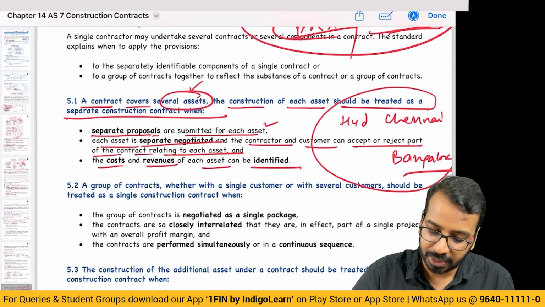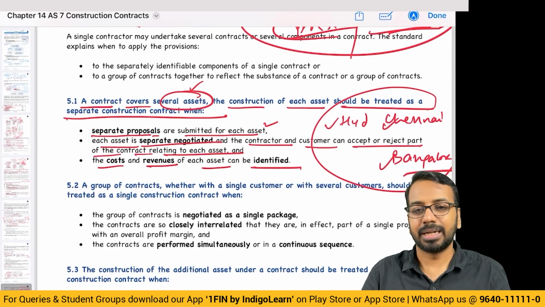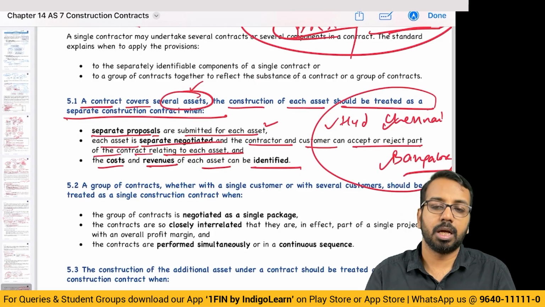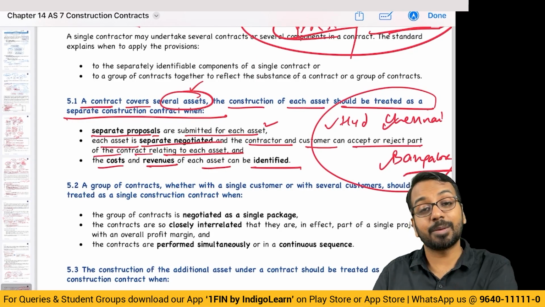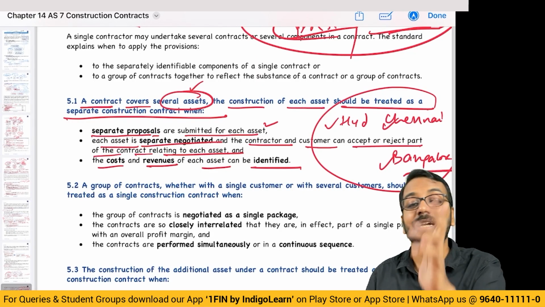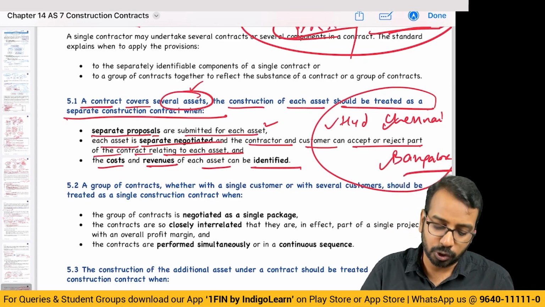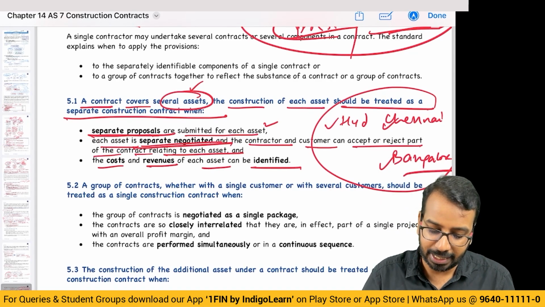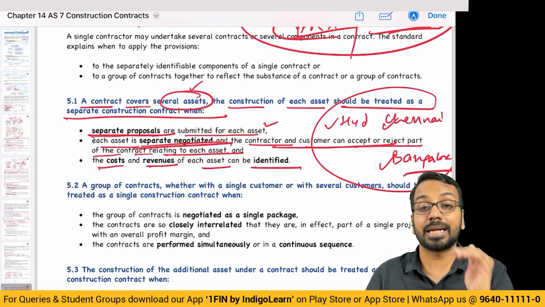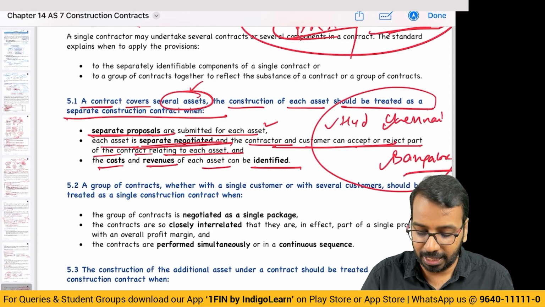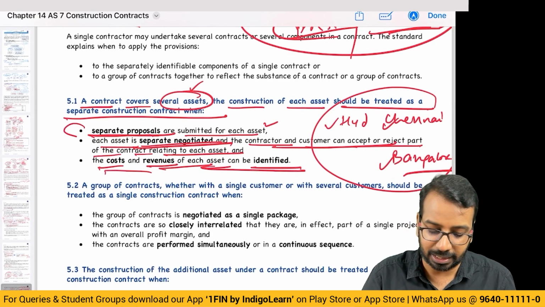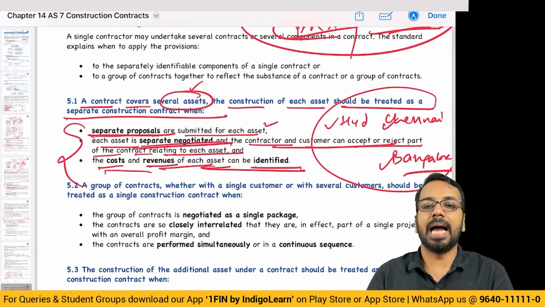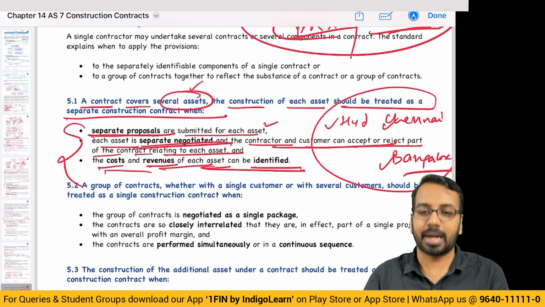But tell me, Hyderabad, Chennai, and Bangalore, did I submit separate proposals? Yes. You could have said, sir, I accept the Hyderabad proposal from you, I reject Bangalore and Chennai. Yes, that is also possible. So, if a separate proposal has been sent, if separately negotiated, and you can accept or reject each part separately, and cost and revenue can be separately identified, the substance is that these are 3 separate contracts.